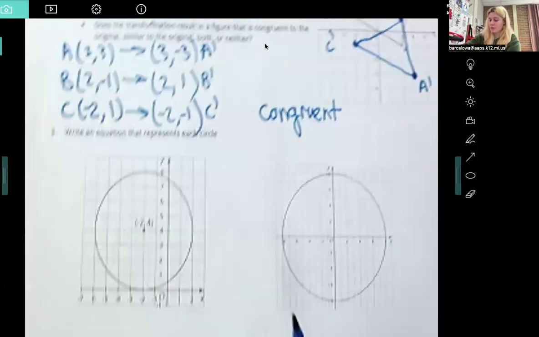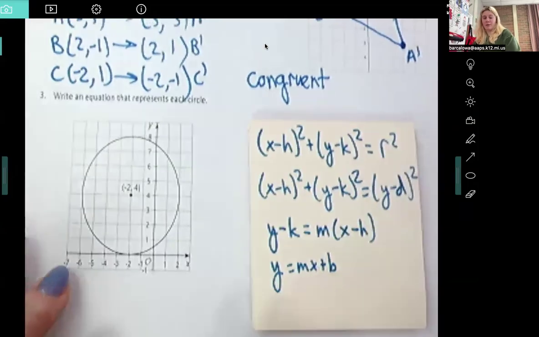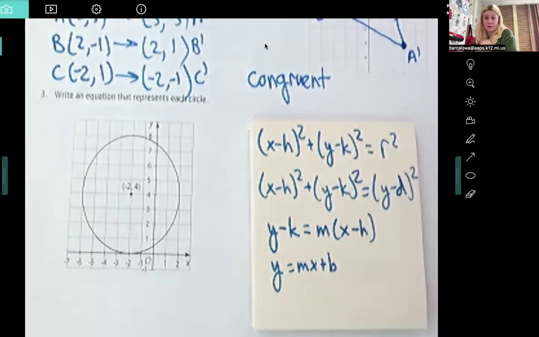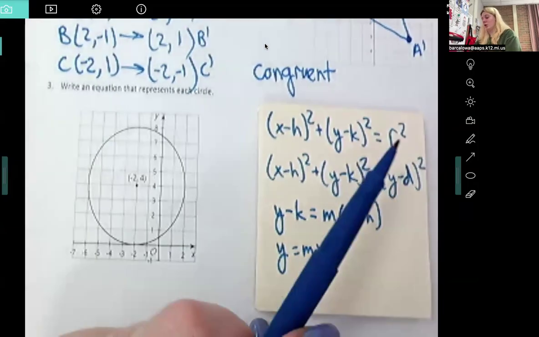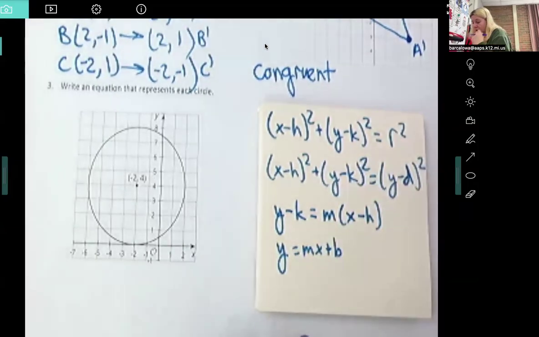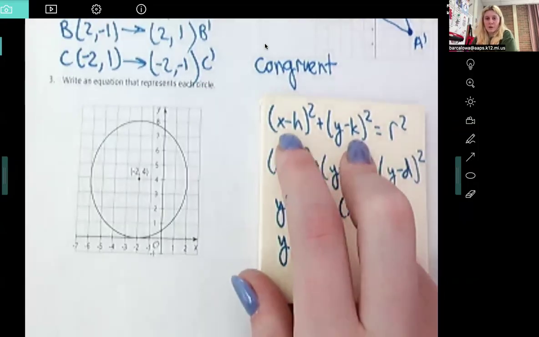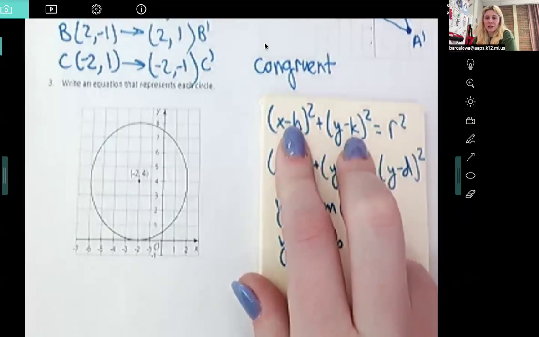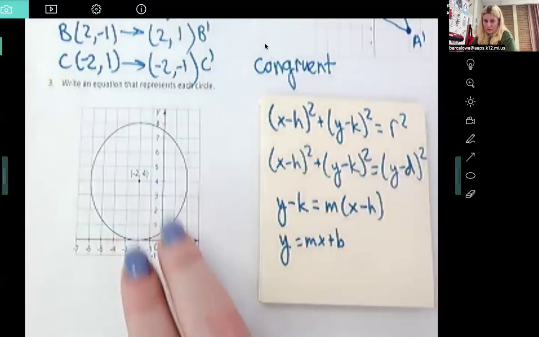All right, so write an equation that represents each circle. Where to go? I had a little reference sheet. Okay, here are my big main equations for this unit. So which of them has a circle? Yeah, the one with radius. Okay, so h and k are the coordinates of my center. Notice those negatives in my equation. That means we need to switch the sign from the equation to the actual graph.